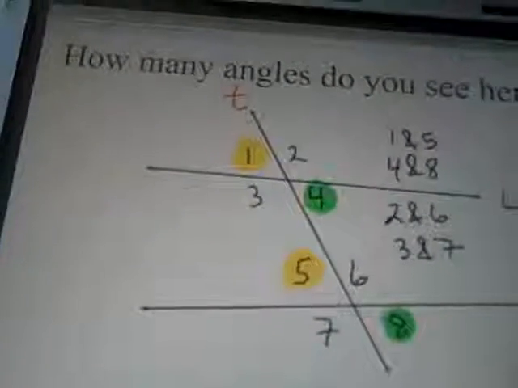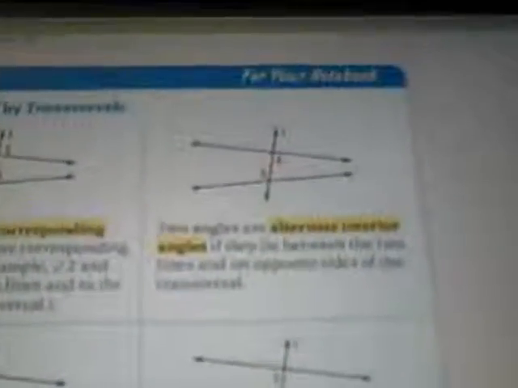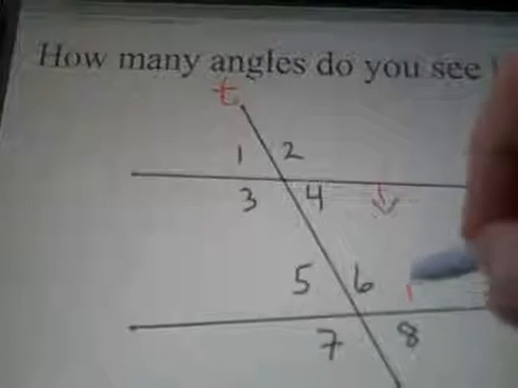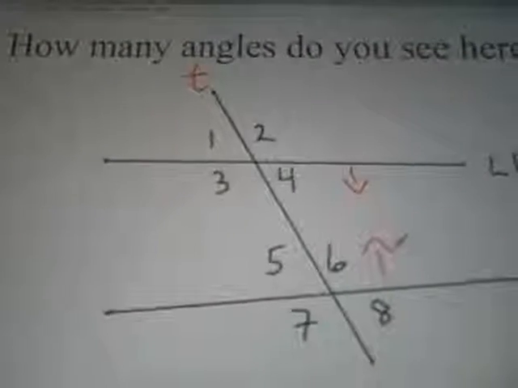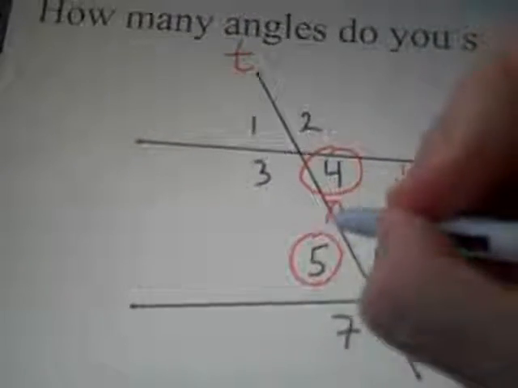Let's see what else that key concept says here. So we did that one. This next one is alternate interior angles. Okay, so we'll go back here. Alternating interior angles are angles that are in between line 1 and line 2, and that cross over the transversal. Alternating interiors. So they're interiors and they alternate over the transversal. Such angles would be 4 and 5.